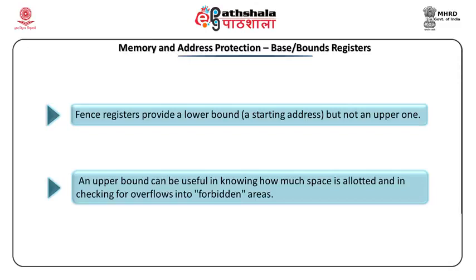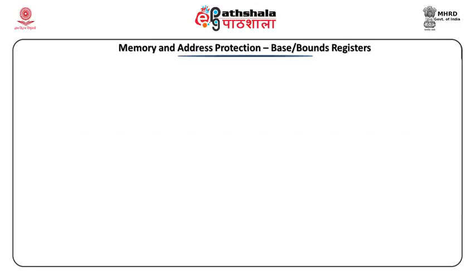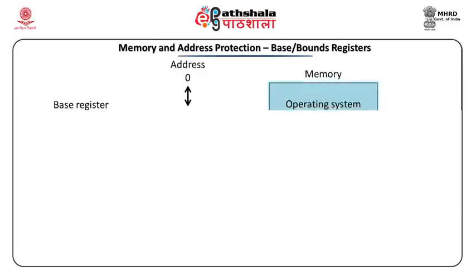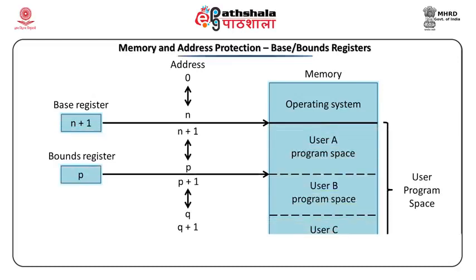If there is overflow in the user area, it may penetrate into the system area and the system can behave in an unpredictable way. For memory and address protection, one more mechanism is introduced, called the base and bound register. From the figure you can visualize that addresses 0 to n are used for the operating system. There is a base register which says n plus 1, that means the user area starts from n plus 1. If user A has an area of n plus 1 to p, there is a bound register which says p, that means user A has base n plus 1 and it is bounded up to p.